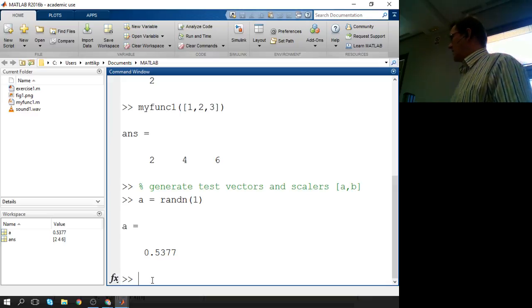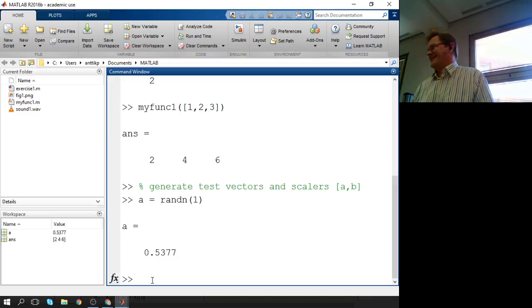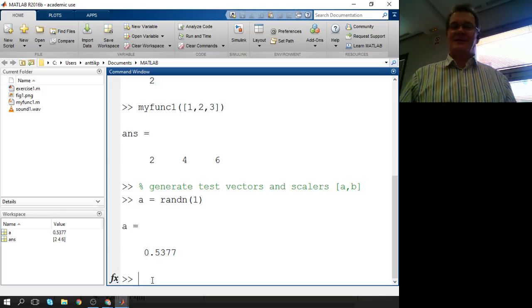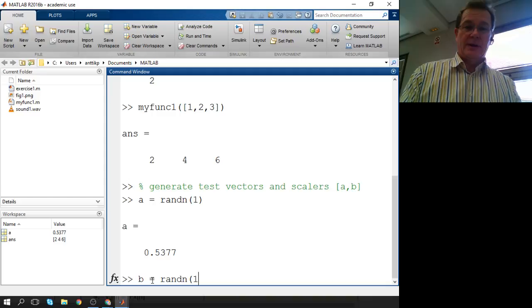So the question is, are those really random? Of course they are not. We don't have the computing capacity to make totally random numbers. Nobody has. Ever. All right. So B would be another random number.